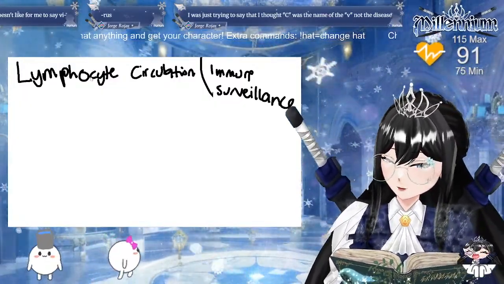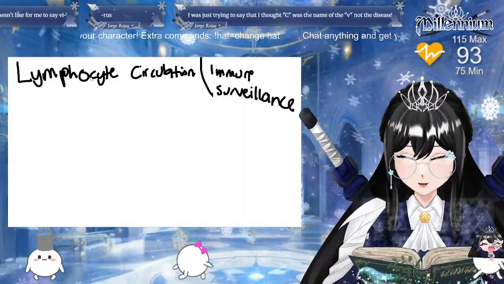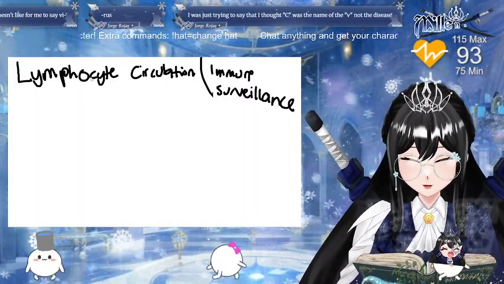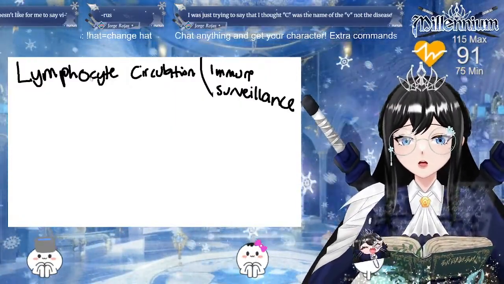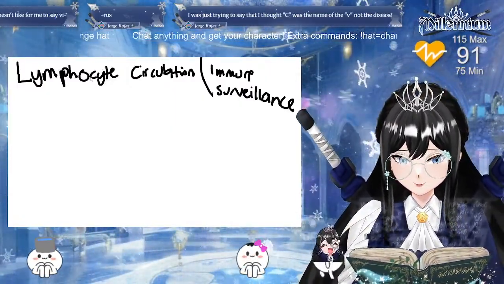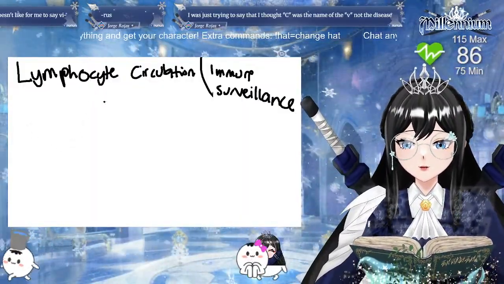But we have the, what's this called? Primary and secondary responses for it. And get vaccinated so that it won't happen again. Lymphocyte circulation, where was I? Oh! Okay, let's draw another human first.